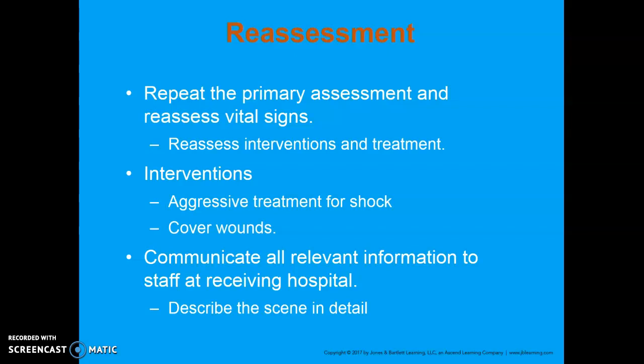Continuing with chapter 30, going on to reassessment. So it's obviously very important to repeat the primary assessment, even more important to reassess your vital signs because of that late progression of a lot of abdominal injuries. Interventions: aggressive treatment for shock, and covering wounds as necessary. If an evisceration is found, you want to place a saline moistened dressing over the wound and transport. We're never pushing any of that back in.